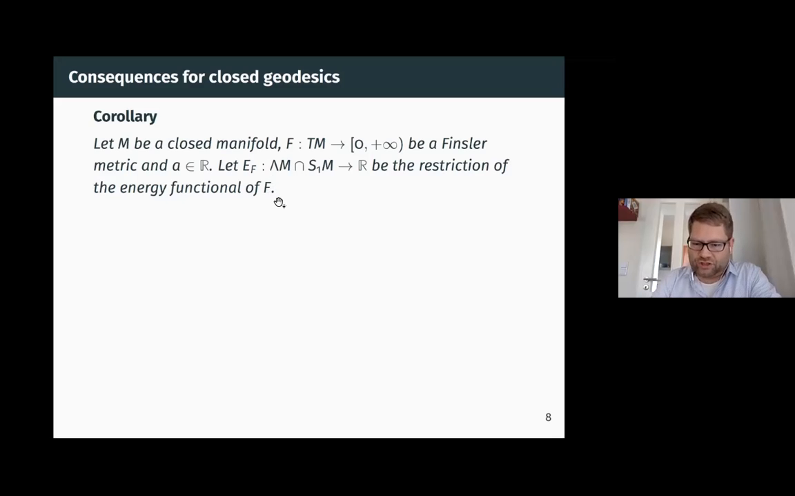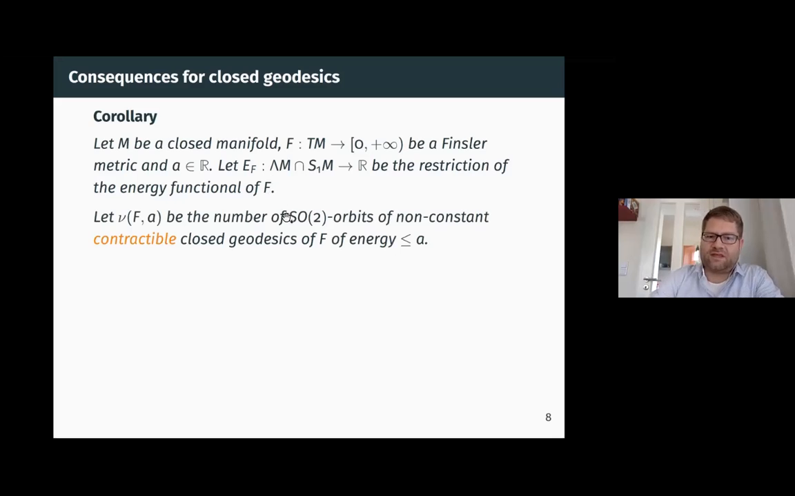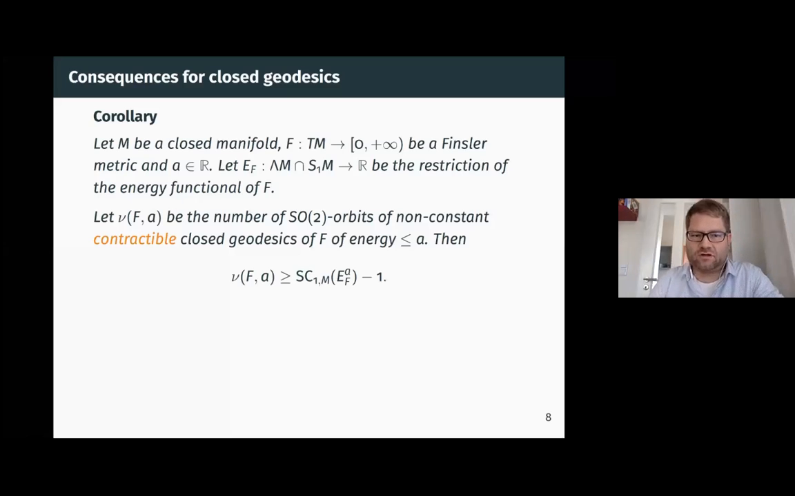So if we consider this restriction here and apply the previous theorem, then the number of SO2 orbits, so the rotation action that we had is an S^1 or SO2 action that we studied, of non-constant, and now we're studying contractible closed geodesics. That's the setting here, because we are taking this intersection now. The set of orbits of contractible closed geodesics in the sublevel, so of energy at most A, we know that this number is bounded from below by the spherical complexity of this sublevel set E^{-1}(A) minus 1. So this is really giving us now some estimate for this number of contractible closed geodesics.